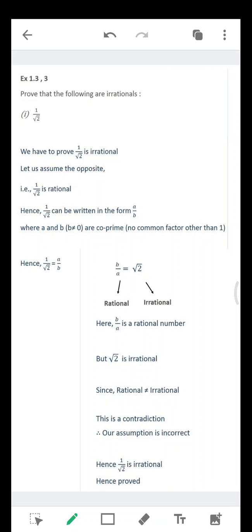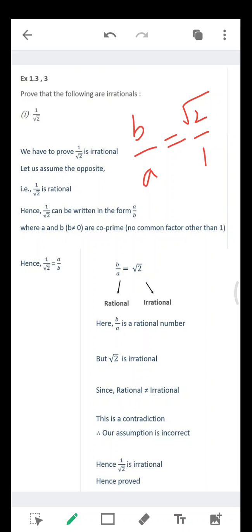1 by root 2. Now we'll assume again the same thing, assume the opposite. Let 1 by root 2 be a rational number. Again the same steps, there is no change in the steps. I'll write 1 by root 2 is equal to a by b. Now here you can directly reciprocate it. a by b is equal to 1 by root 2, so you can write b by a is equal to root 2 by 1.